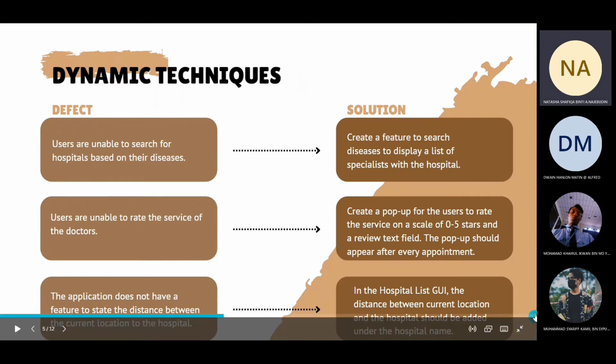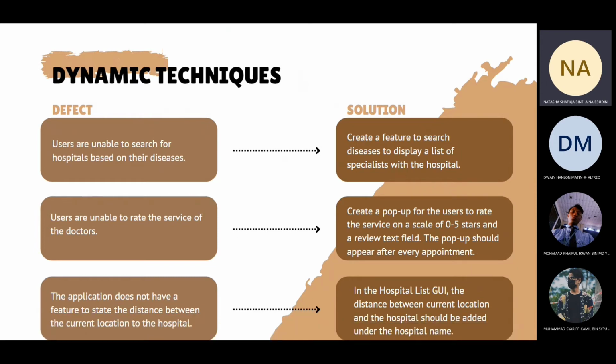Okay, so first off, we have the defect, which is users are unable to search for hospitals based on their diseases. So the solution for that is to create a feature to search diseases to display a list of specialists along with the hospital, which means that once a user wishes to search for a hospital, the patient starts typing in their disease, for example chickenpox. It also shows what doctor specializes in that and the hospital that's available in.